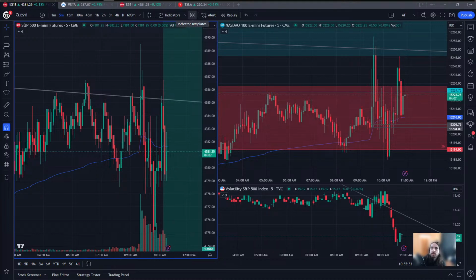Need Apple to start dipping right now. Apple's trying to make new highs though. There we go. Meta looks pretty weak. Same with Tesla. Nvidia had a strong candle, last 5 minute candle. There we go, some weakness on Apple. Good stuff, good stuff.